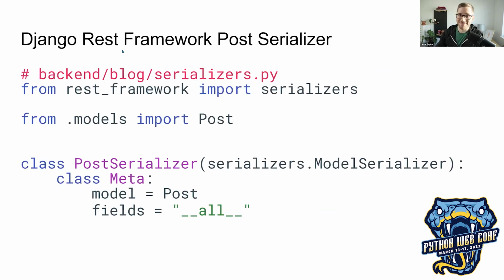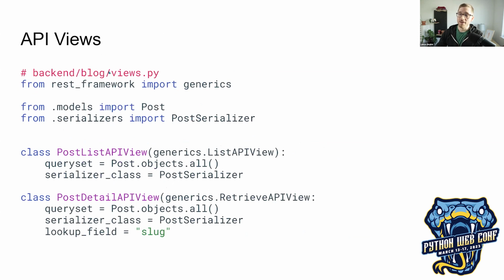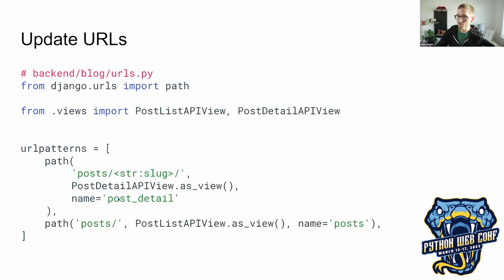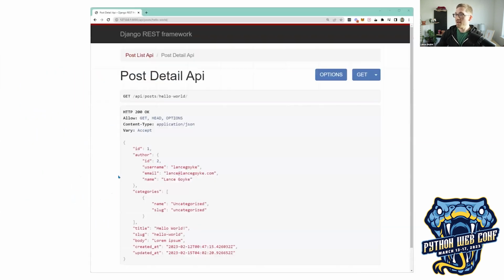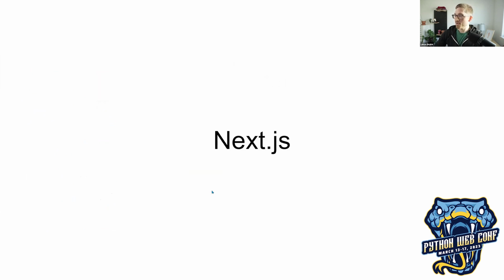We have to install Django REST framework, and then we have to make a serializer for this post. And then we're going to make an API view or two, one that will list all our posts, and more specifically to our talk today, one that's going to list the detail for each individual thing. Route it to a URL, and then you can check to see if it's up and going. So here's a detail about a post. There's a hello world post.